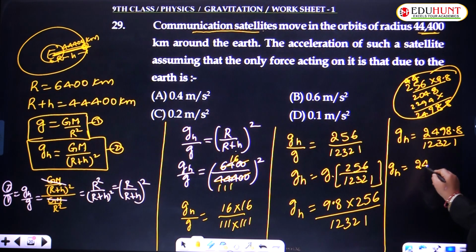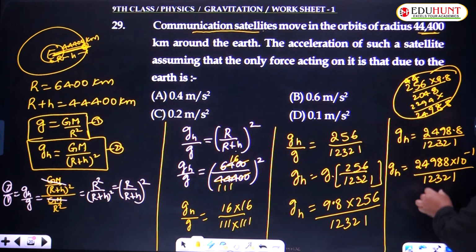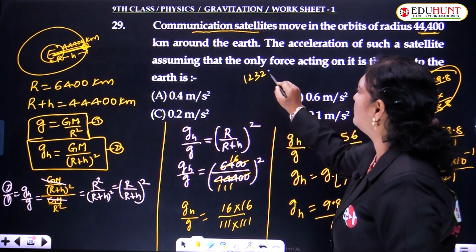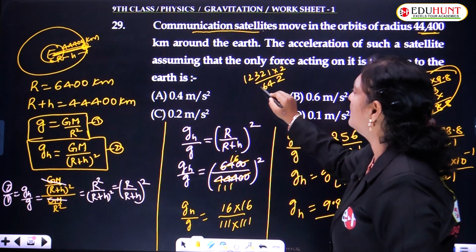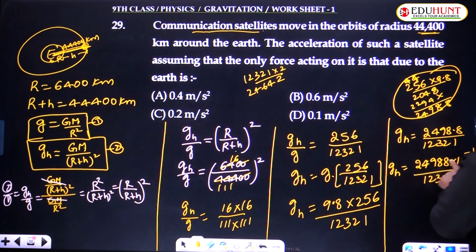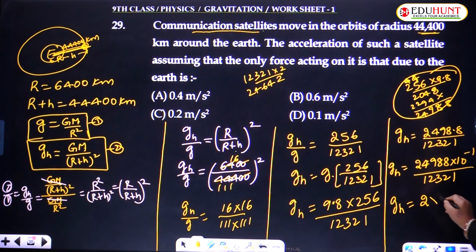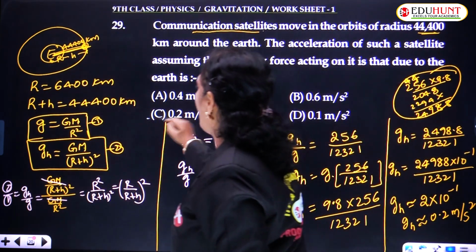May I write this as 24988 into 10 power minus 1 whole upon 12321. Yes. So double of 12321 is approximately 24988. Approximately. So what is the value? 12321 multiplied by 2, you will be getting something like 24642. This is 24988. It's approximately double to that. So g' is equal to 2 multiplied by 10 power minus 1, or g' is approximately taken as 0.2 meter per second square, and hence the correct option is option C.